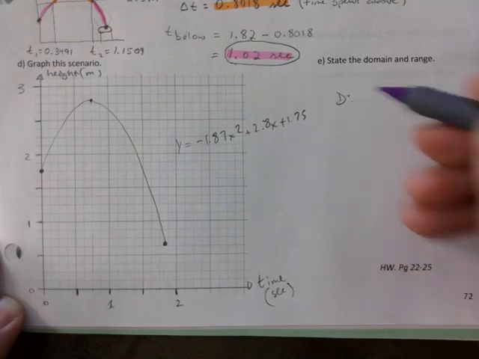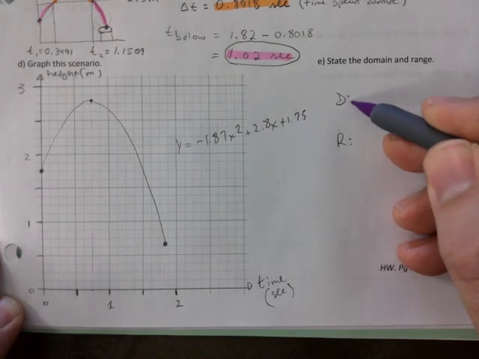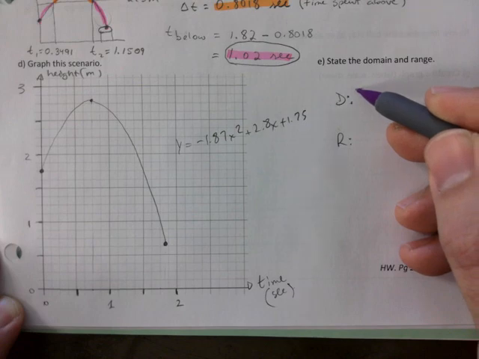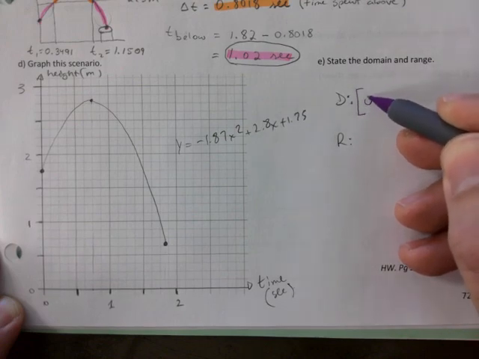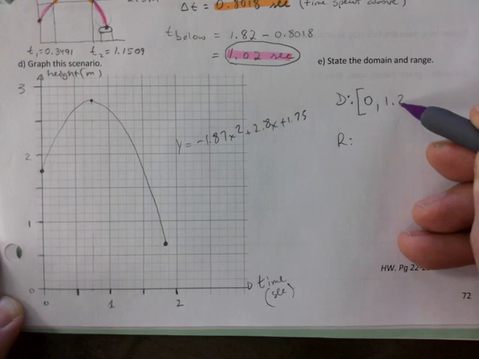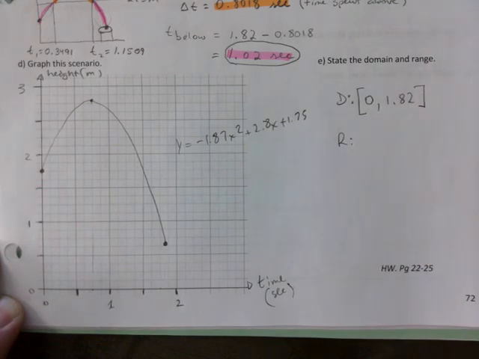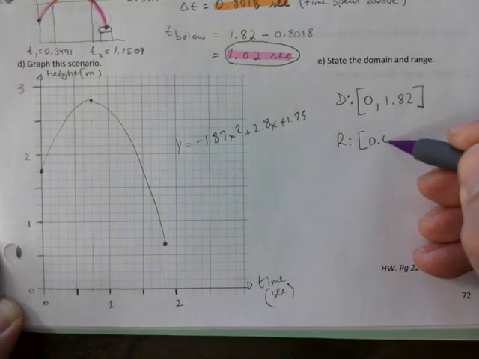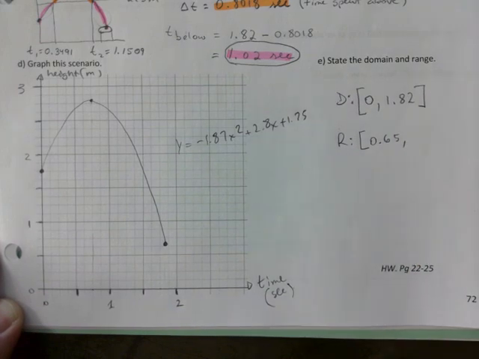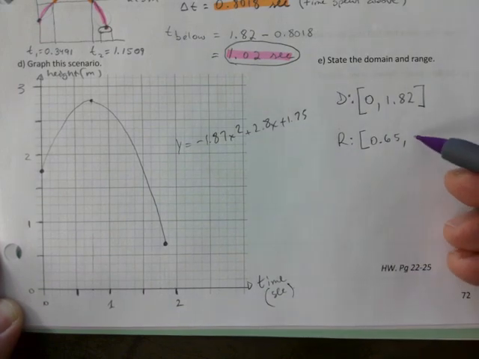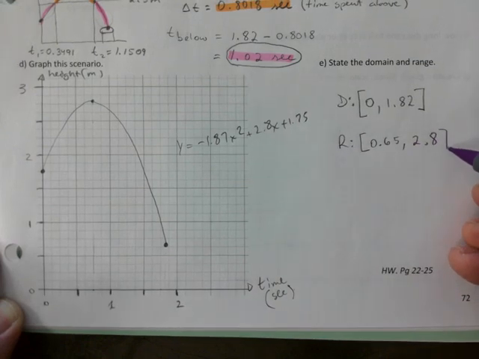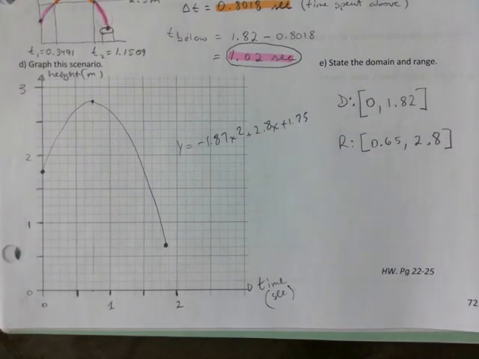So the domain and range. The domain is just time, right? What is my time? I'm starting at time 0, and this action ends, in this case, after 1.82 seconds. For the range, the lowest I possibly get in this scenario is the rim, 0.65. The highest I possibly get to is given to me by the vertex, that's 2.8. So there you have it.